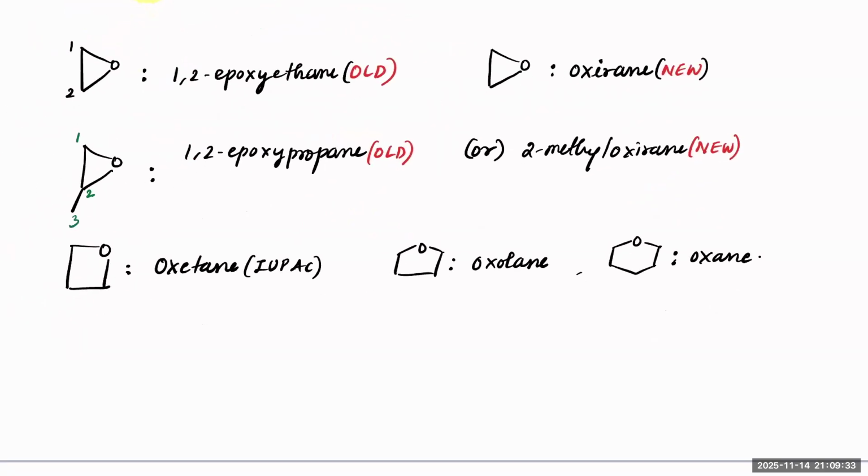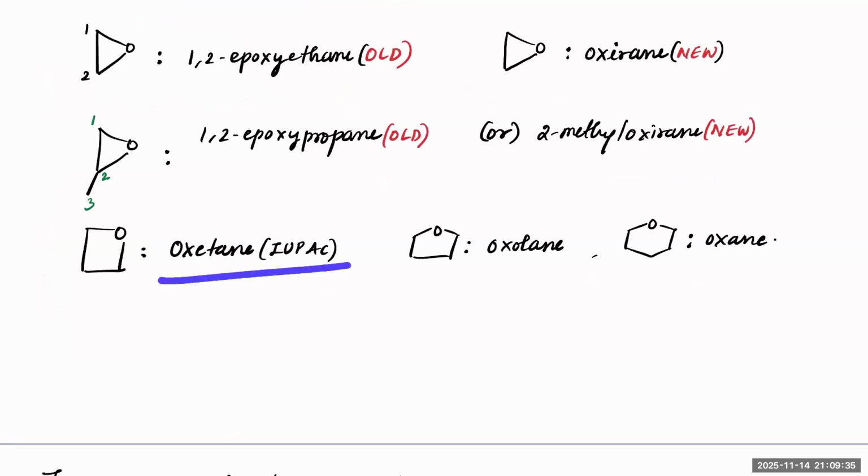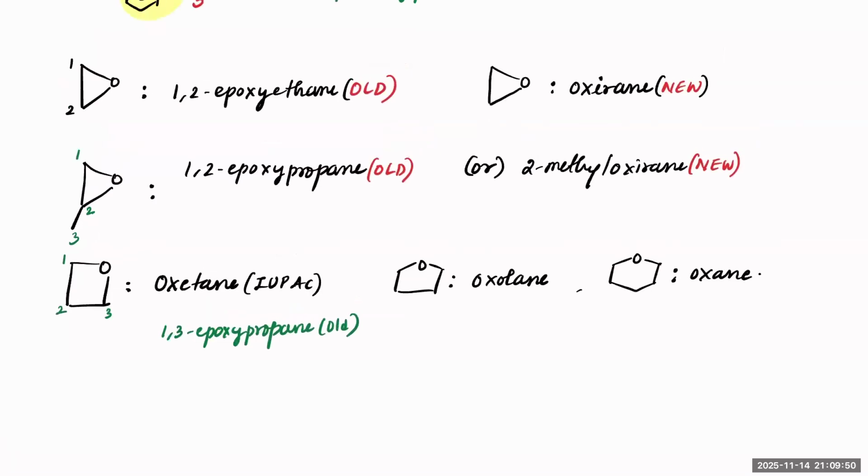Clear? Now, same way here, what is the old IUPAC name for this one? It will be 1, 2, 3. So 1,3-epoxy propane. This is the old IUPAC naming. The new IUPAC naming is that you name the cycle itself. The three-membered heterocyclic ring with oxygen is called oxirane. That's it. You will name it as simply oxirane.